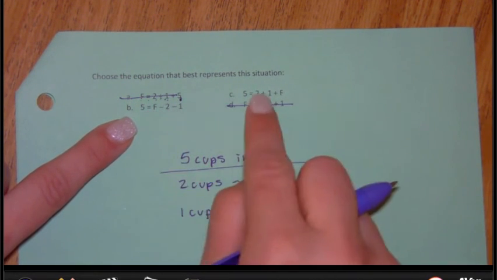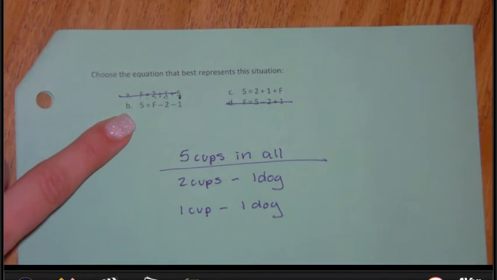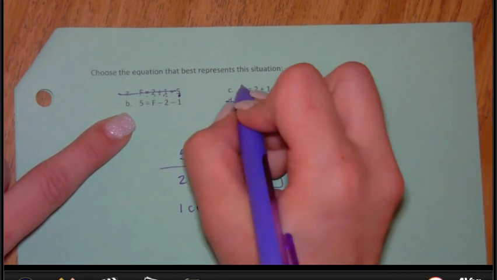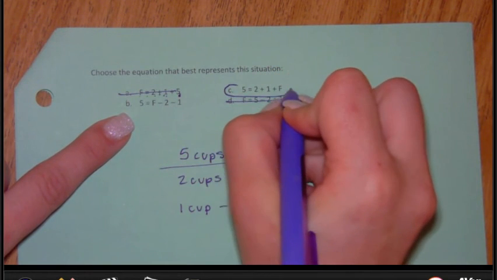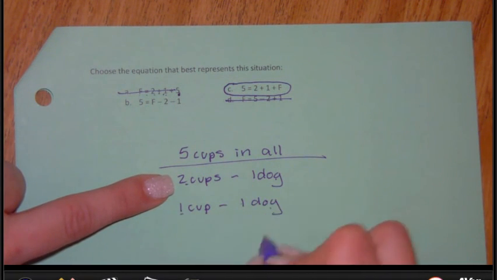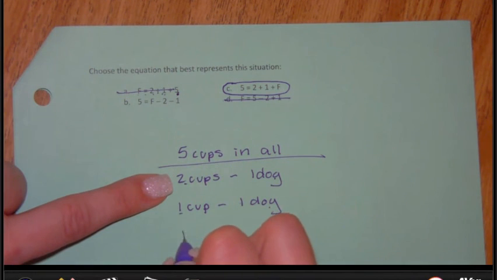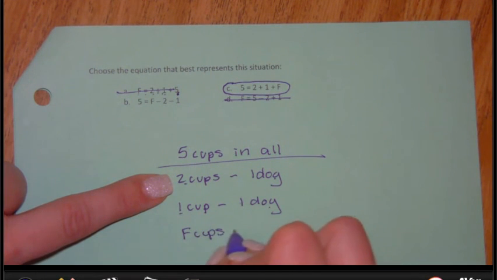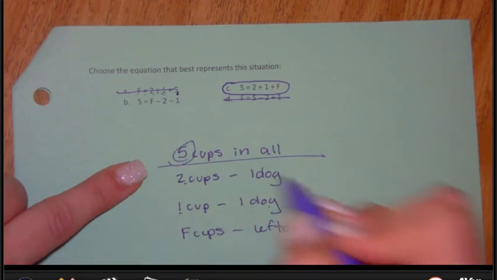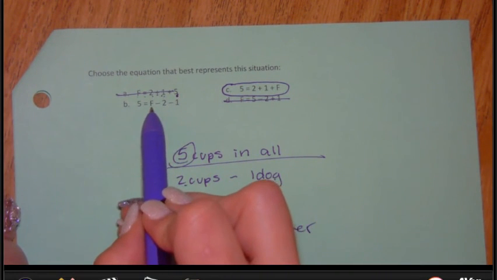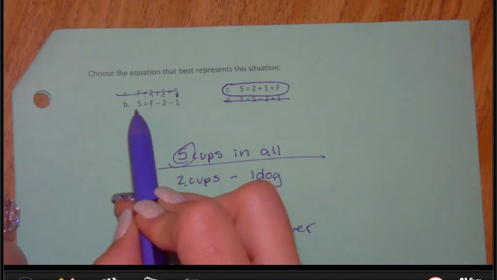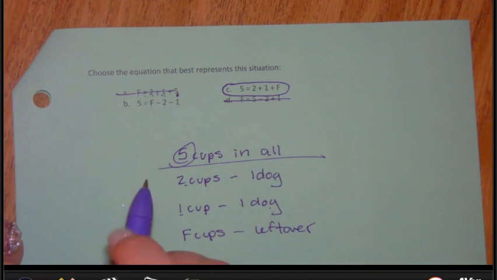So which equation do we think is going to give me the correct answer? And that is going to be answer C, because I'm going to add 2 cups for 1 dog, 1 cup for 1 dog, plus F cups for leftover, and this should equal 5 in all. This one is telling me take the leftover, subtract 2 for 1 dog, subtract 1 for 1 dog, and that's going to get me 5, which is not even possible.